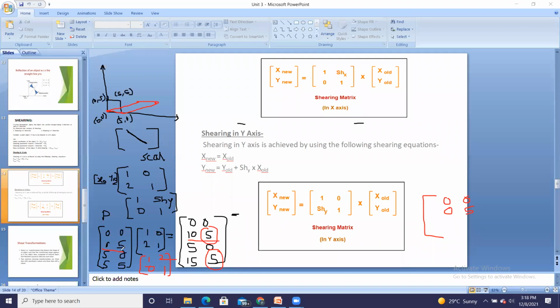So 0, 5. Next is 5, 0. So 5 into 1 plus 0, that is 5 and 10. So it will be 5, 10. And the last one, 5 into 1, 5 plus 0, that is 5, and after the second row and second column, that is 5 into 2, 10 plus 5, that is 15. So now see here, as the shearing is along y-axis, your x is same: 0, 0, 5, 5, 0, 0, 5, 5. X is same here, only y is changing. So first point is 0, 0. I will use some other color.